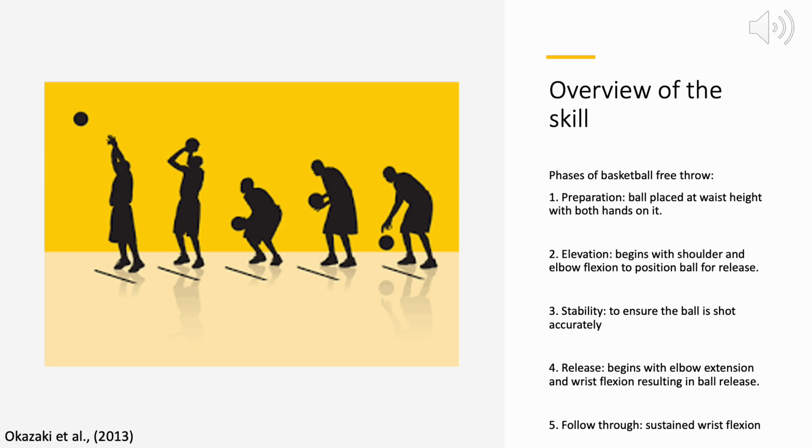The elevation phase begins with shoulder and elbow flexion to position the ball for release. The stability phase, to ensure the ball is shot accurately. The release phase begins with elbow extension and wrist flexion, resulting in ball release. And the follow-through stage, which is sustained wrist flexion.